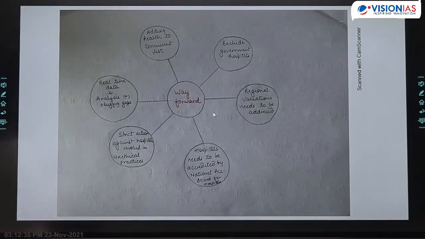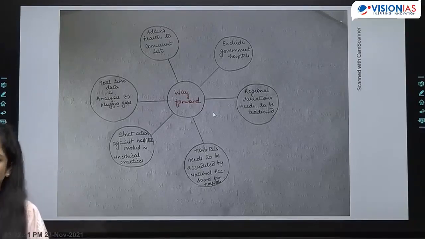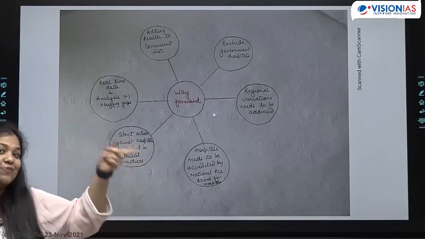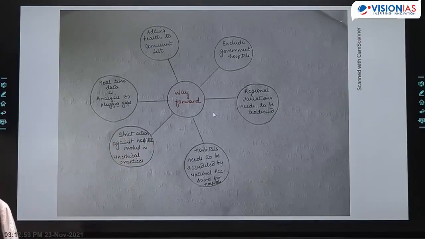Then every hospital needs to have a quality certificate that will be issued by the National Accreditation Board for Hospitals. Then regional variations need to be addressed, and they are saying कि government hospitals में तो वैसे भी subsidized rate है और free of cost services are available. So you can exclude this from the ambit. In fact, more focus has to be there on the private hospitals, because majorly it is the privatized healthcare system which is there in India. Remember, 70% of outpatient and 60% of the inpatient care.